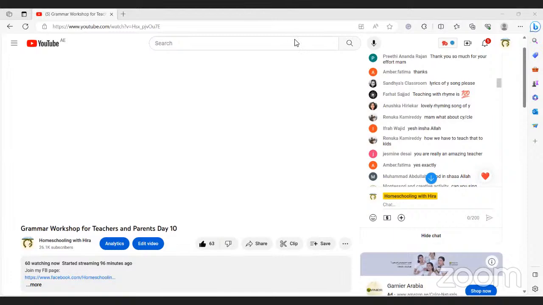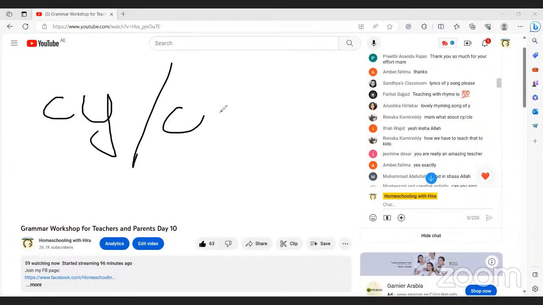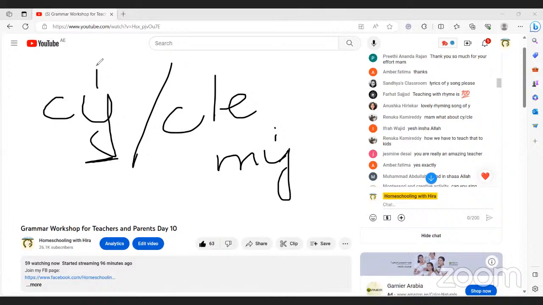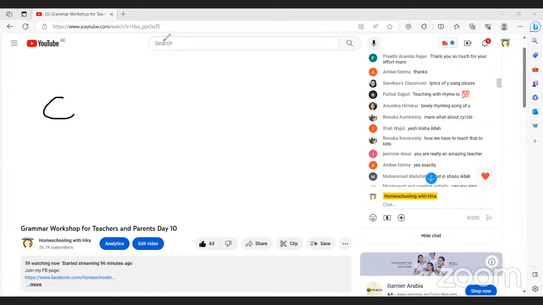Ma'am, what about cycle? In cycle, we have Y at the end of a syllable. Look at this: cycle. I told you that Y may say the I sound at the end of a syllable. This is the end of the syllable in my, I, my, and this is the end of the syllable here as well. So it's the long I sound: cycle. So cycle, cyclone. We don't have so many words following these patterns. Try to remember a little bit. Next one.